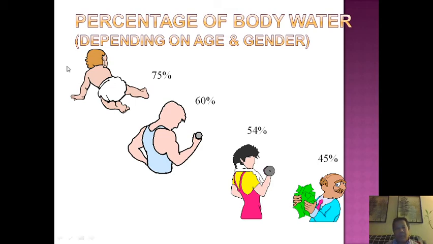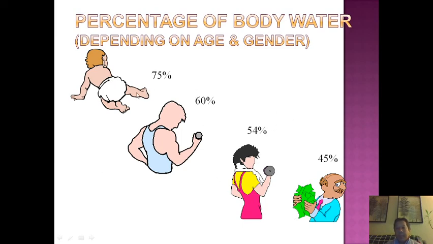If they lose a lot of water, such as in the case of diarrhea, then they will be losing a lot of their body weight, and it could be detrimental to their health, and their condition can get worse really fast.